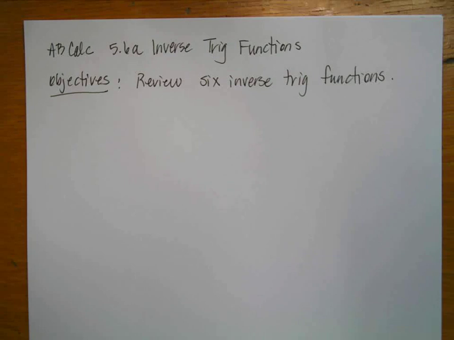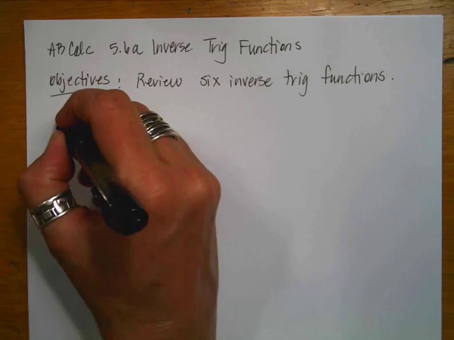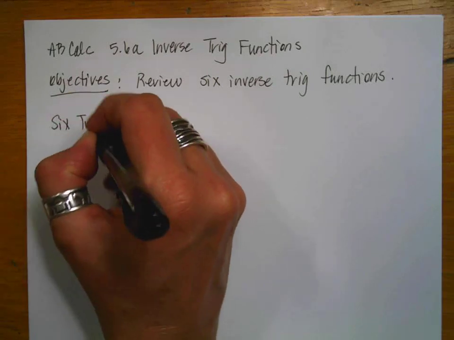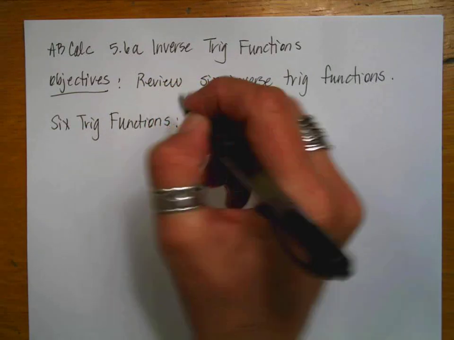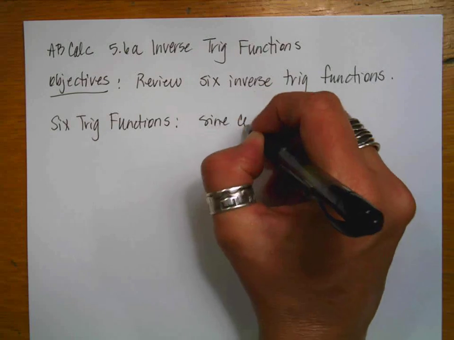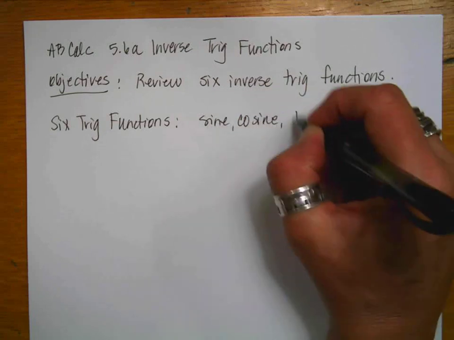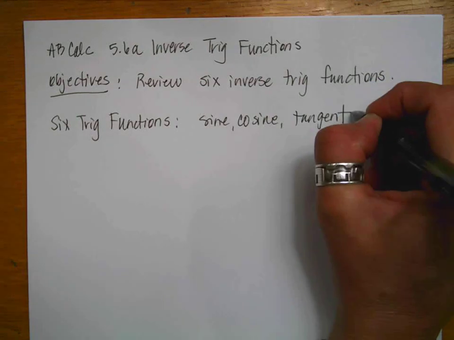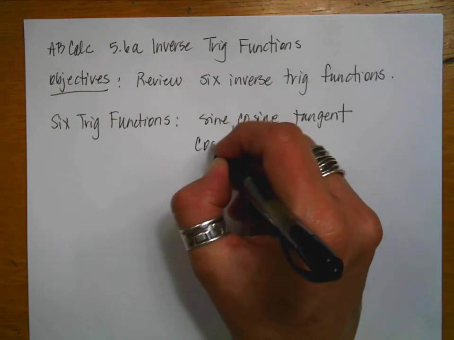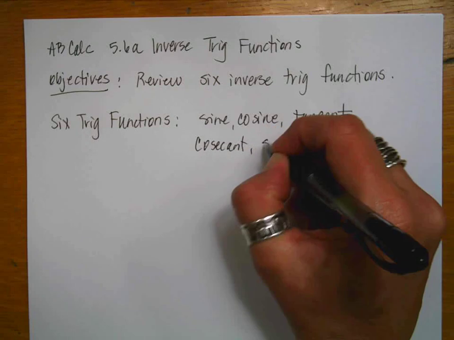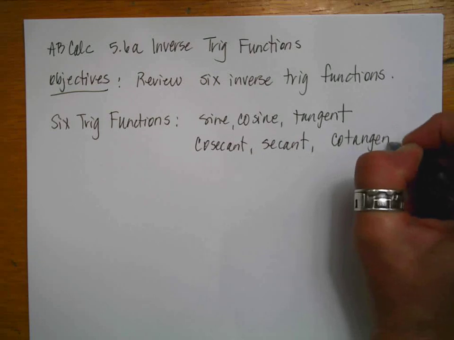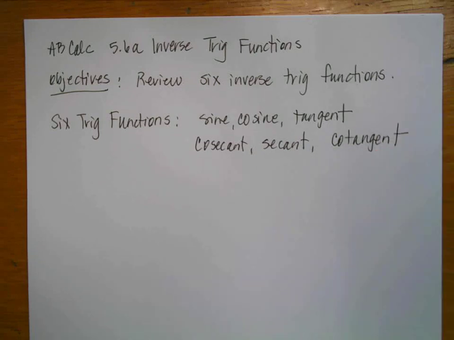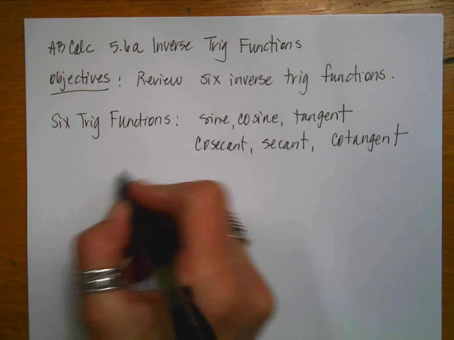So most of today's topic is just a review of information that we learned in pre-calc. Remember that there are 6 trig functions that we manage. There are more, but we're only going to manage 6, and that would be sine, cosine, tangent, and then the reciprocal relationships, cosecant, secant, and then cotangent.